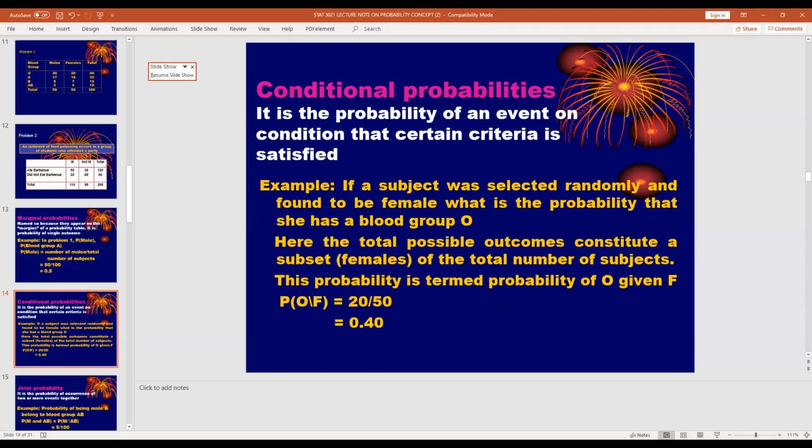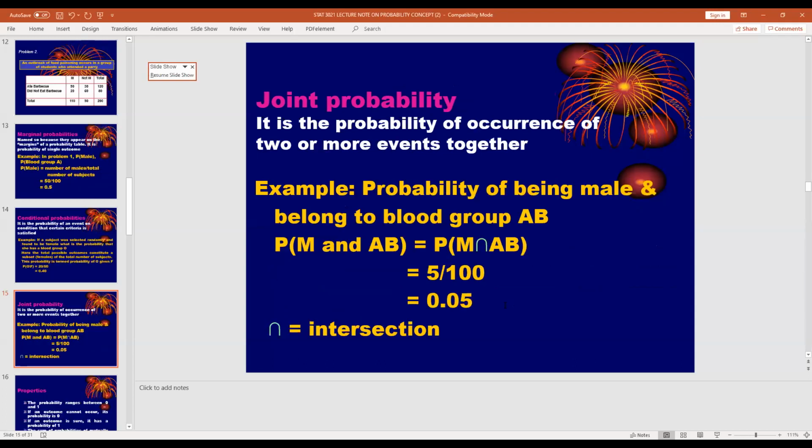Now, that is how we got that. The next thing I want to talk about is what we call joint probability. What do we mean by joint probability? The joint probability is the probability of occurrence of 2 or more events together.